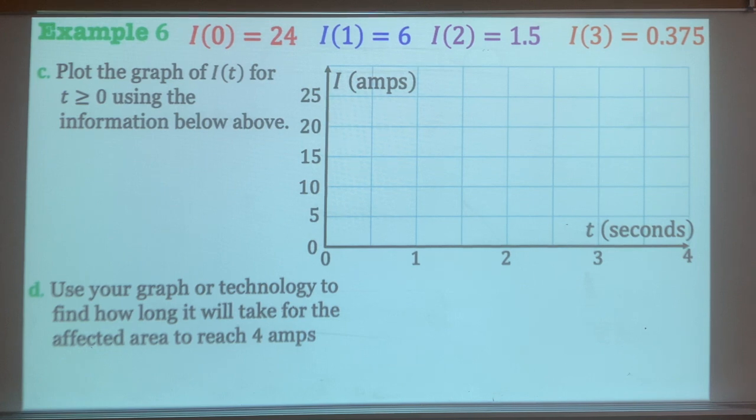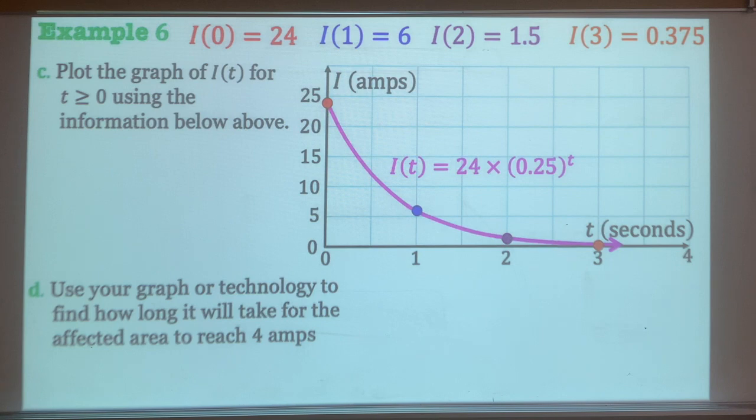All right. So plotting this graph, you got there, there, there. There's the graph. Okay. Now, what does that tell us?